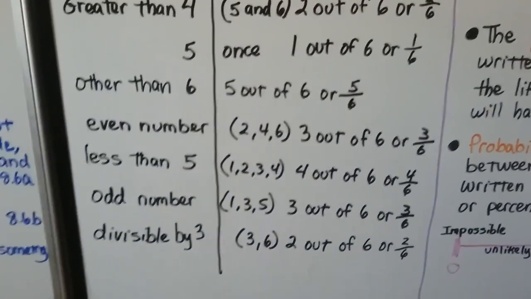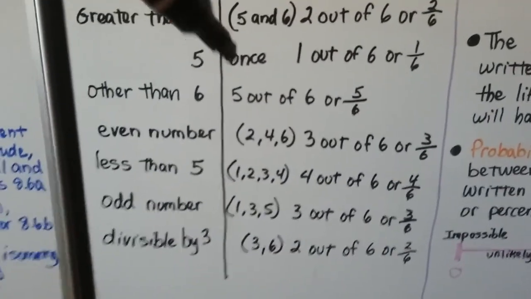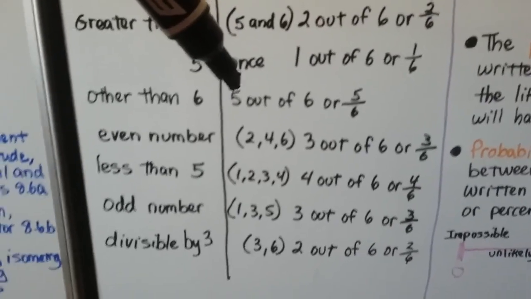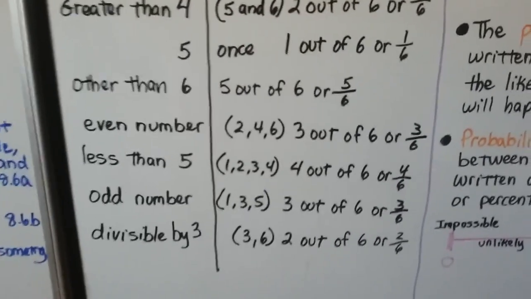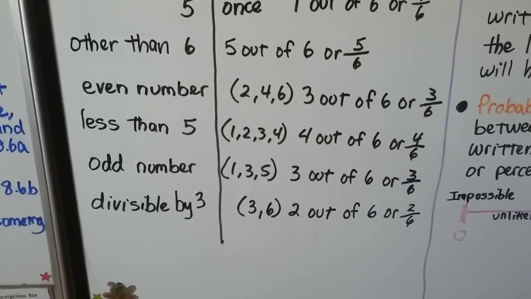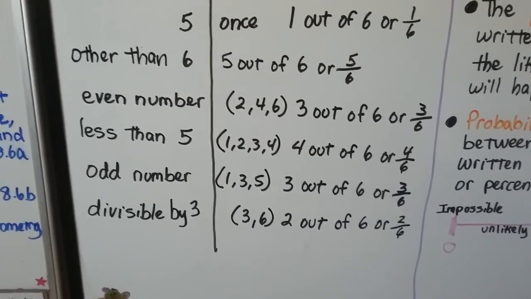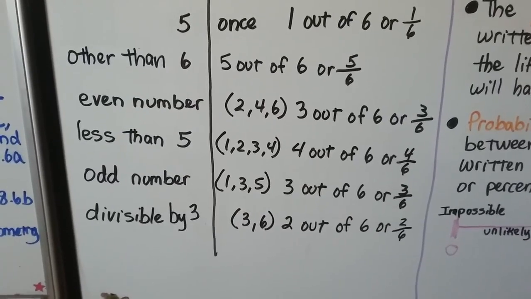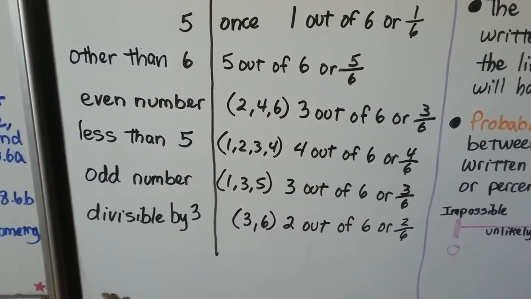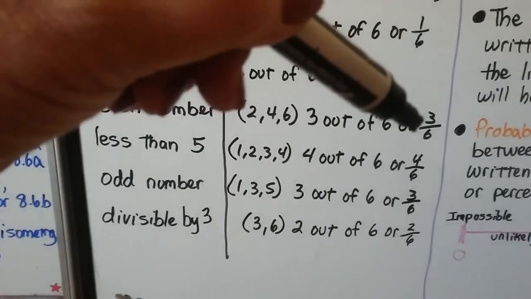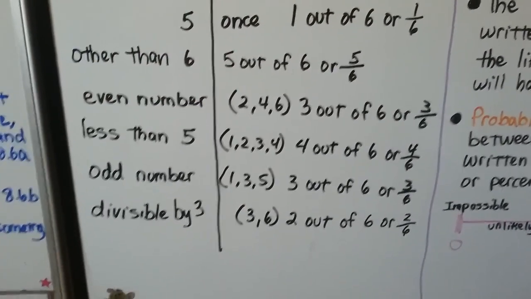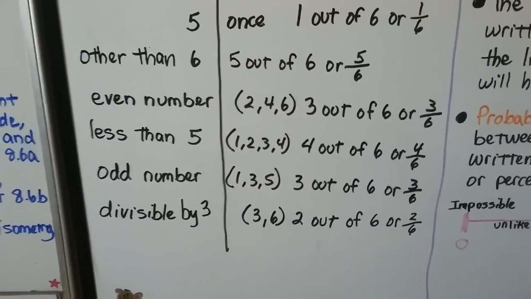And the chance of rolling a number other than 6, well, that would be a 1, 2, 3, 4, or 5. That's 5 numbers out of 6. That's 5/6 of a chance. The chance of rolling an even number, there's 3 even numbers, a 2, 4, and a 6, so we'd have 3 out of 6, or 3/6. So that would be like half the chance, right? Because that's what it simplifies to. It's like a 50-50 chance.